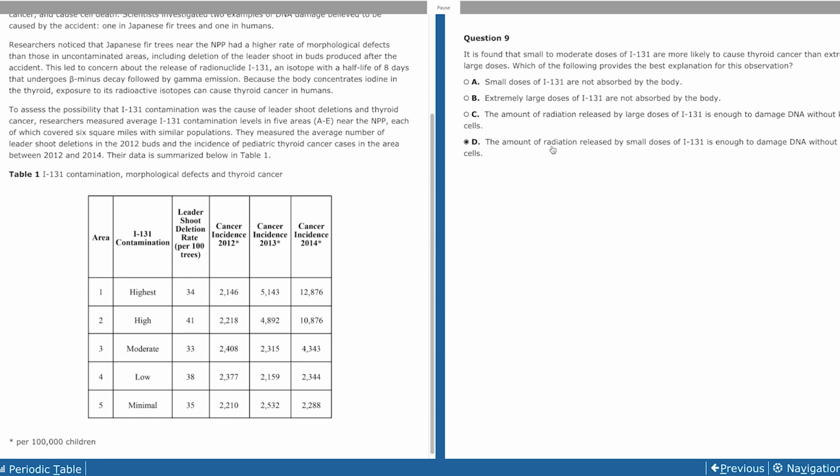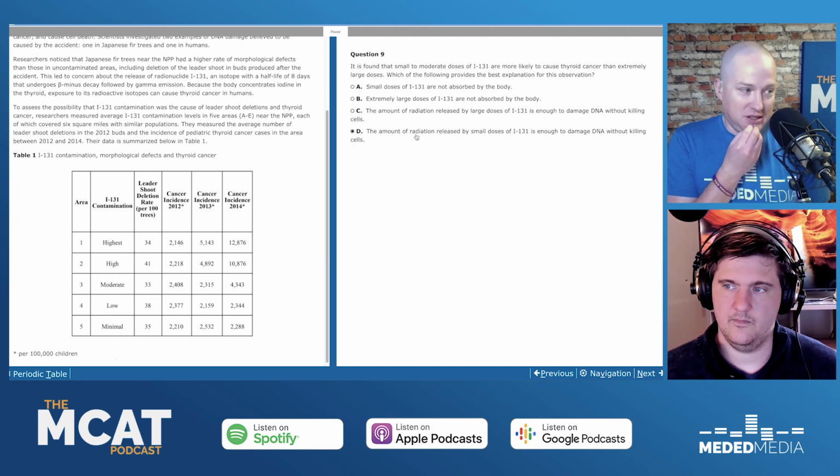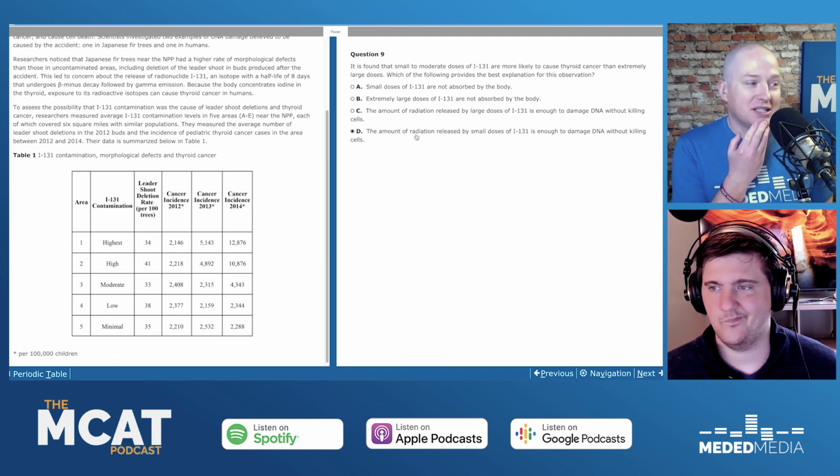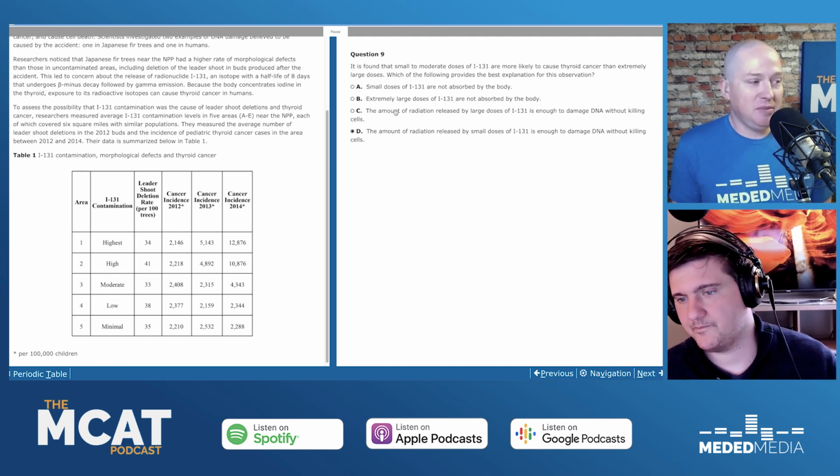Interesting. So A just doesn't make sense because it just told us that small doses are more likely to cause cancer, so they have to be absorbed. So A is immediately gone.